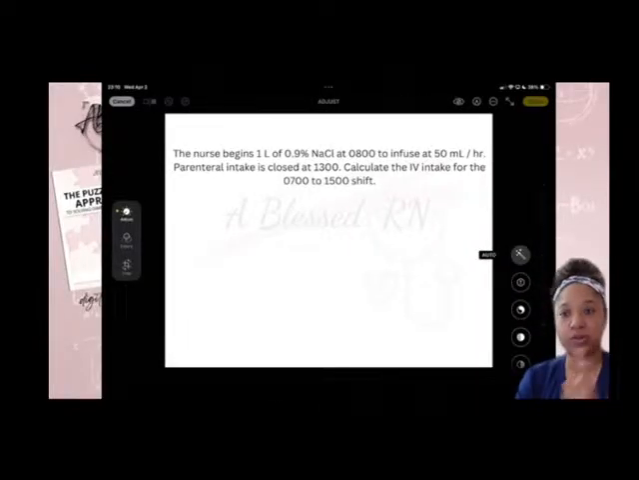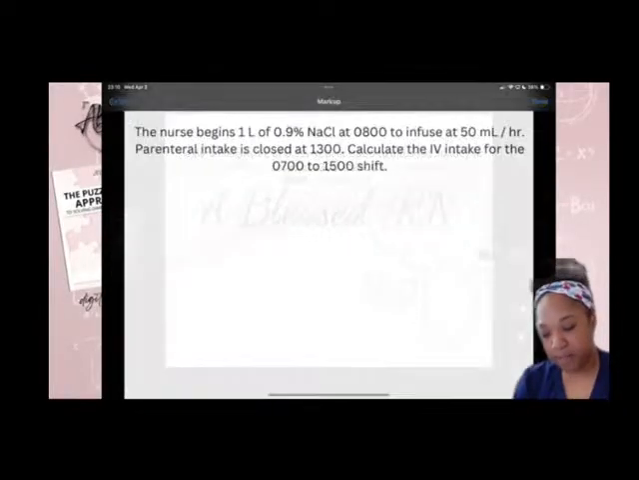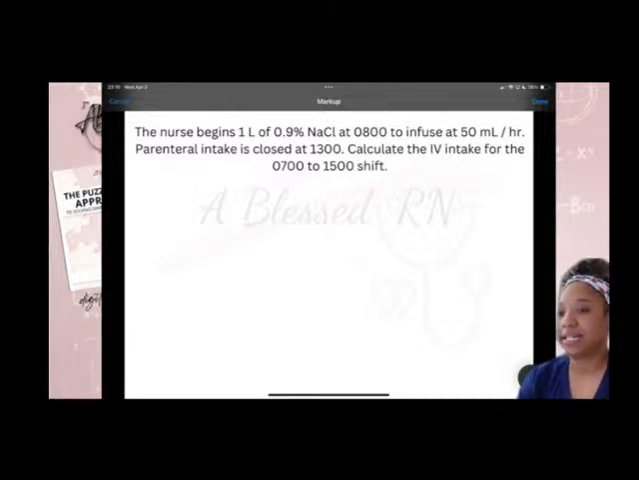Okay. Last question of the night. Okay. All right. The nurse begins 1 liter.